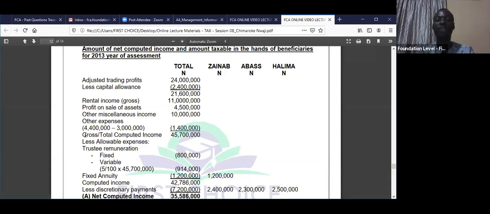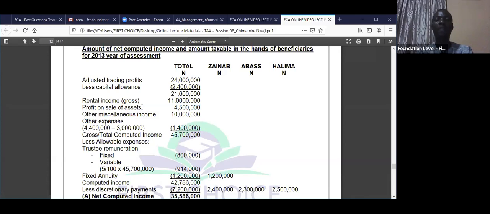Now, this is the gross or total computed income. So the gross income is also called the total computed income. The normal computed income is this one here. So this gross income is same thing as total income. And since we are computed it is the same thing as total computed income. But what we call computed income is when we have reduced all our allowable expenses.